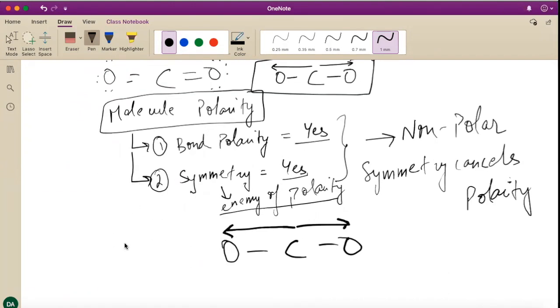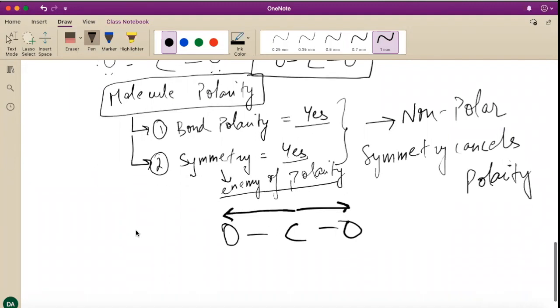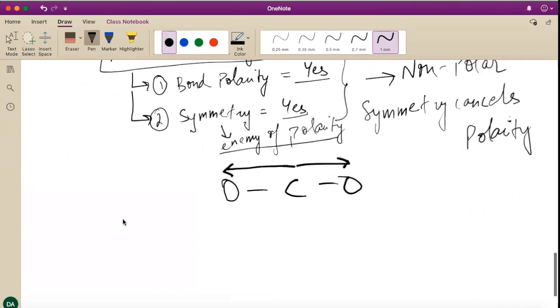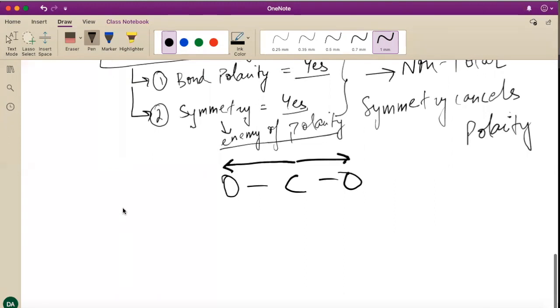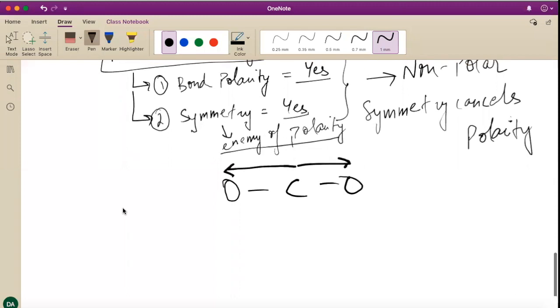So will there be a problem if both the arrows go one way? Then it wouldn't be symmetrical, right? Yes. If both the arrows are pointing inwards, then symmetry is not there. But usually, remember, the central atom is the less electronegative one, so arrows are usually always pointing outwards.